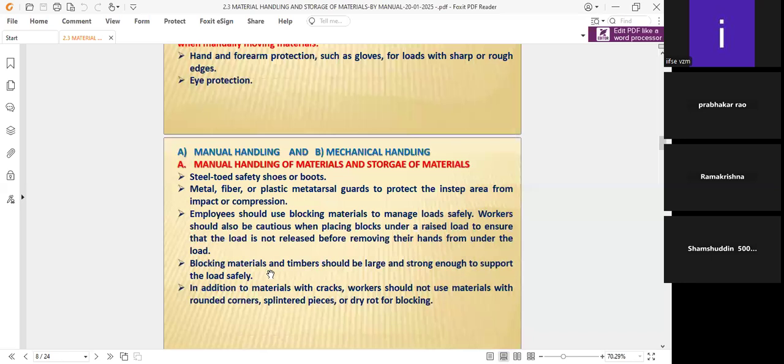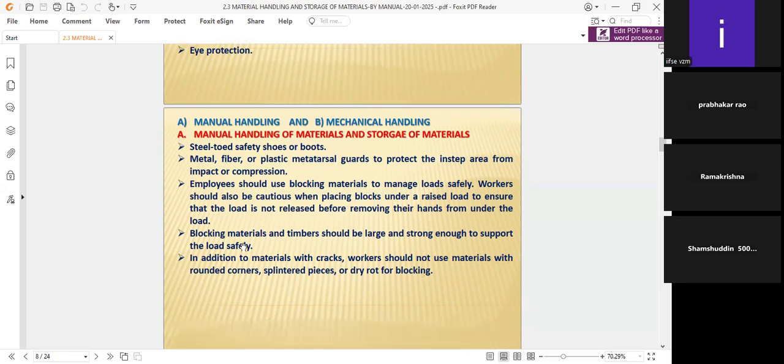Blocking materials and timbers should be large and strong enough to support the load safely. Where the blocking is one over the other, in the coming slides various figures will be coming. One by one we have to see that enough support is there while lifting the material from one place to another place. Where the stacking takes place one over the other, we have to see that strong support is there and the load is safe.